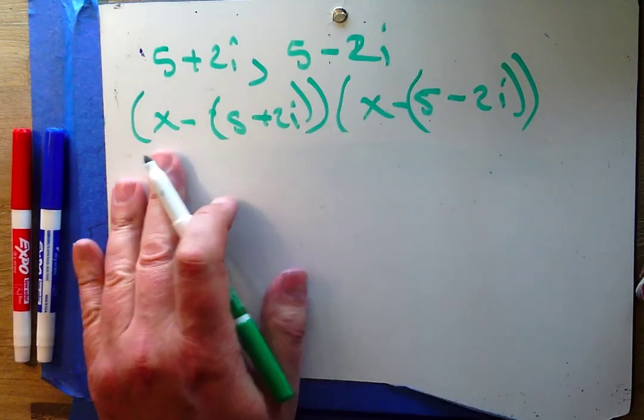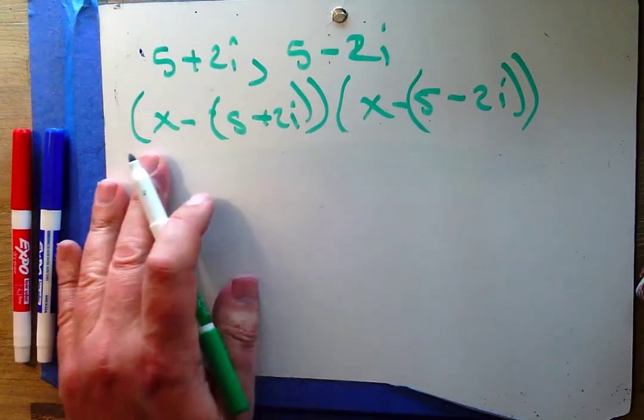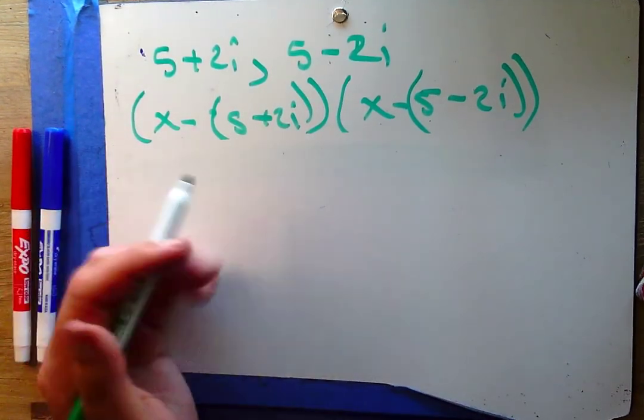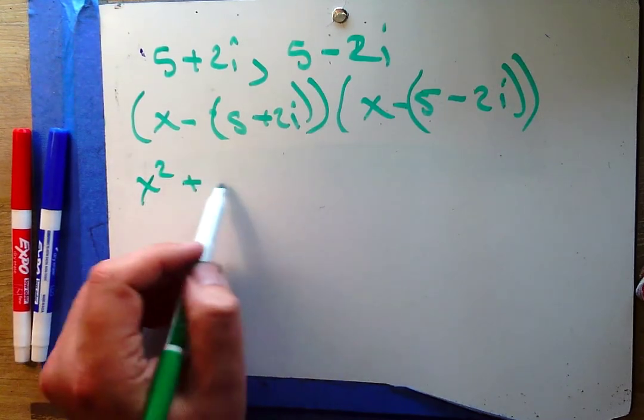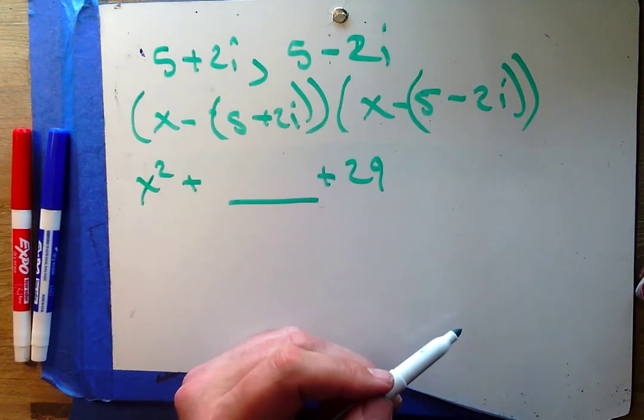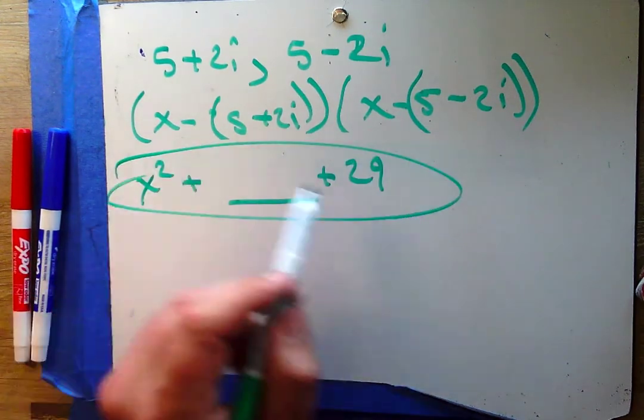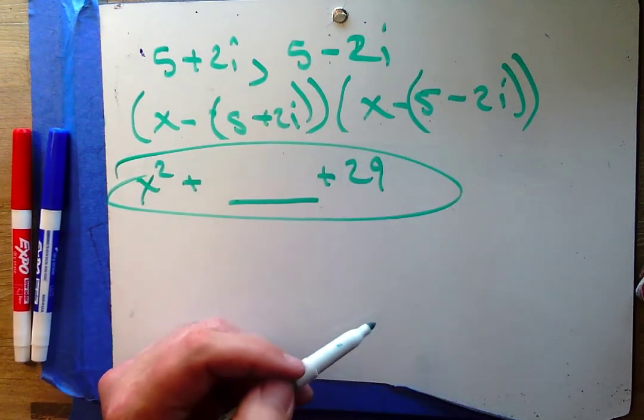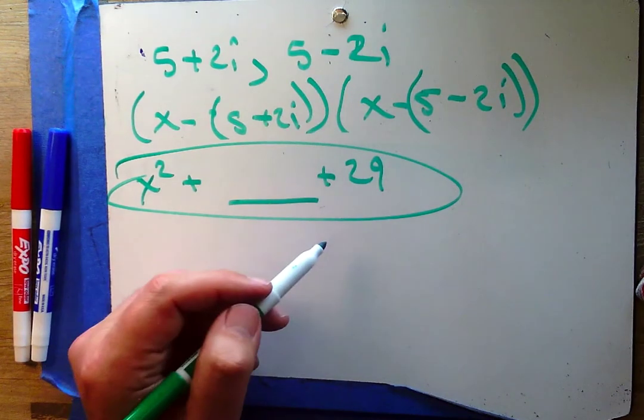And I'm certainly not going to take the time to do that again. We would FOIL this out. We'd get the second degree polynomial. We'd get this x squared. Oh, just so close. And there's that magic 29 that came to rescue us. And I would divide this with long division into my original polynomial to find my last factor.